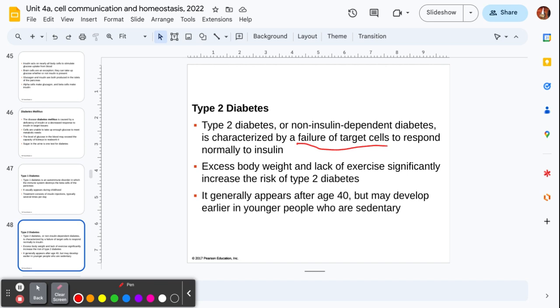And this is type 1, or is it type 2 only? I have to look if it's type 1 or type 2. You don't have to remember this, but currently, I just looked this up for something else, there are 37 million people in the United States with diabetes. And I'm not sure if that's the two combined or if that's type 2. Type 2 is much more prevalent, much more common than type 1 is.